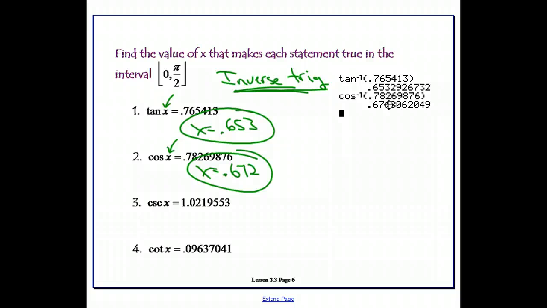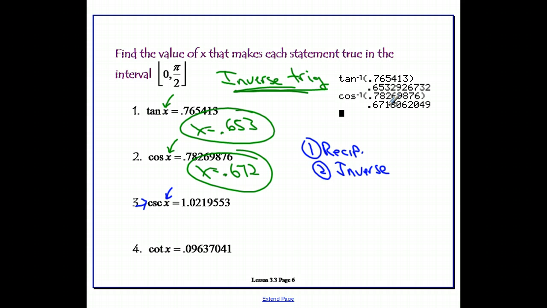So if I would like to find x here, the cosecant of x is 1.1019553. It's going to take two things. I need to do a reciprocal, and I need to do an inverse. Reciprocal because I have the wrong function. Inverse because I'm looking for the inside. And I have to do it in the correct order. Step 1 is I need to take the reciprocal. Step 2 is I need to find the inverse.